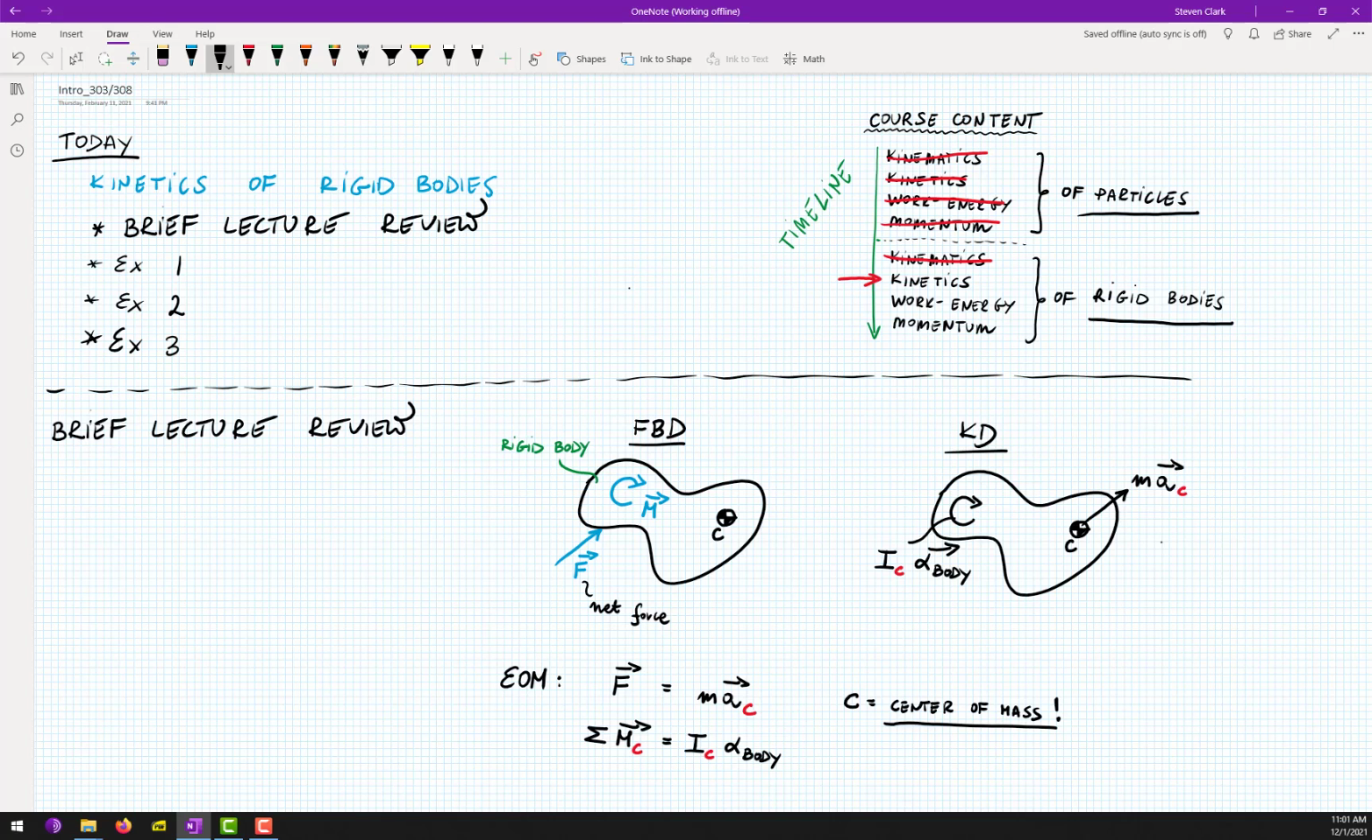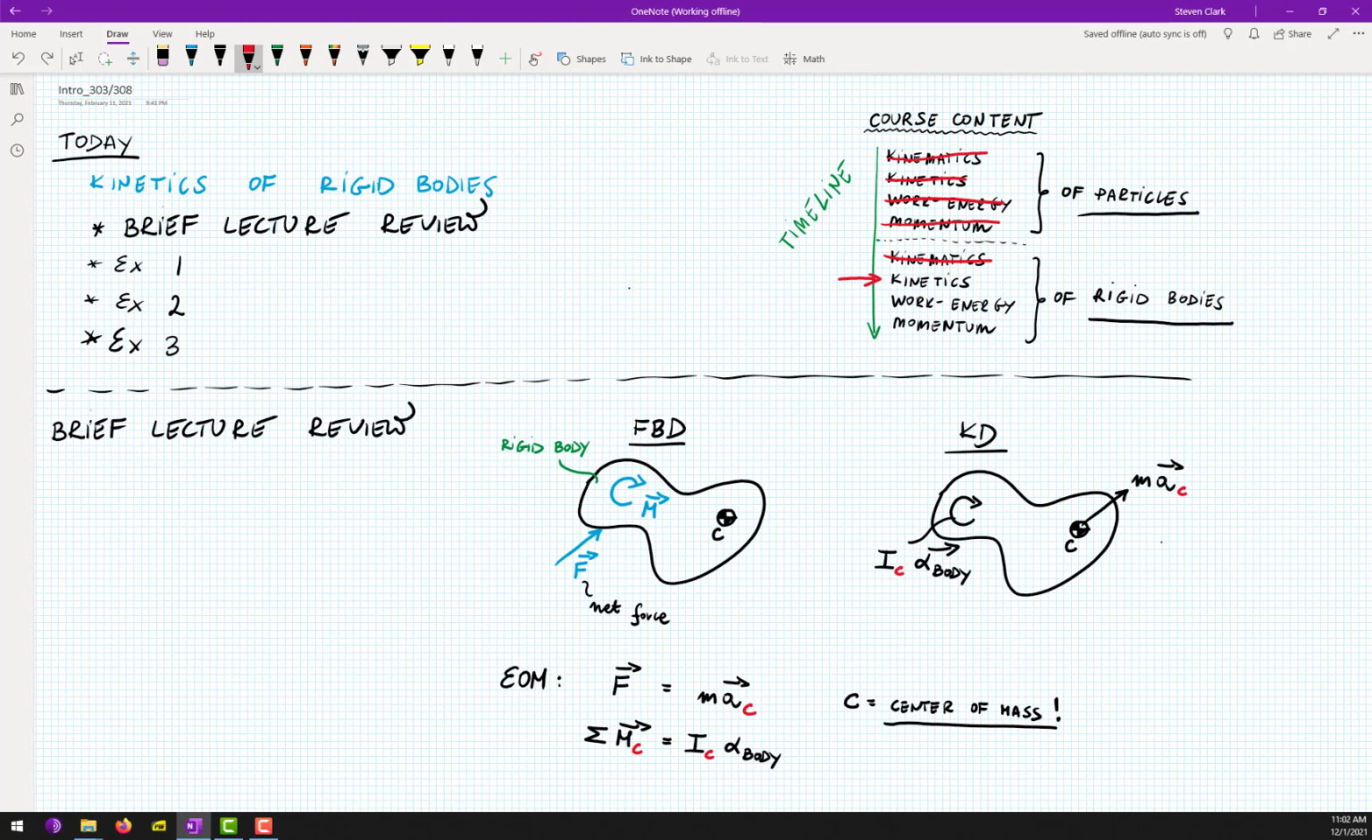Today we'll start a new topic. Namely, we'll start kinetics of rigid bodies. If you would like to place our topic on the timeline, it's here. And today we'll just do a brief lecture review and then 3 examples. So without further ado, let's dive straight into our discussion.